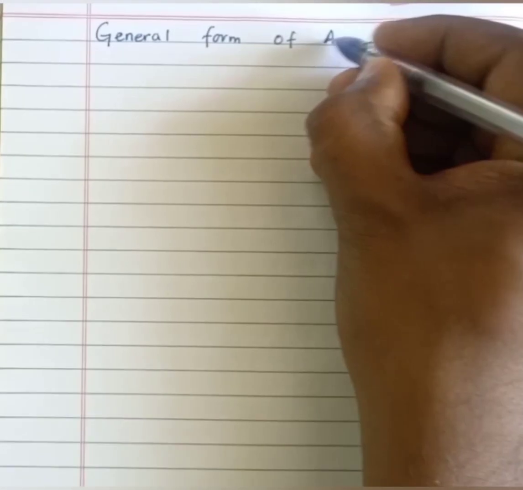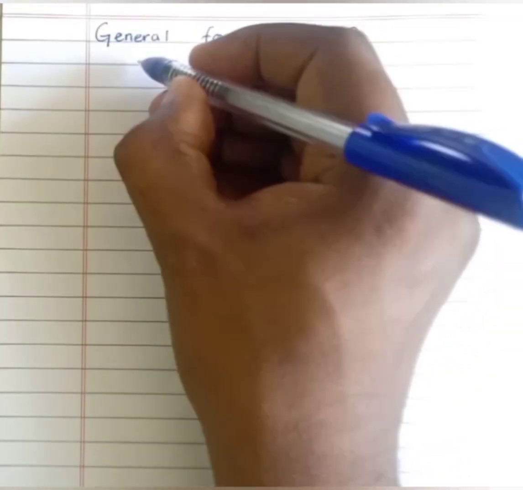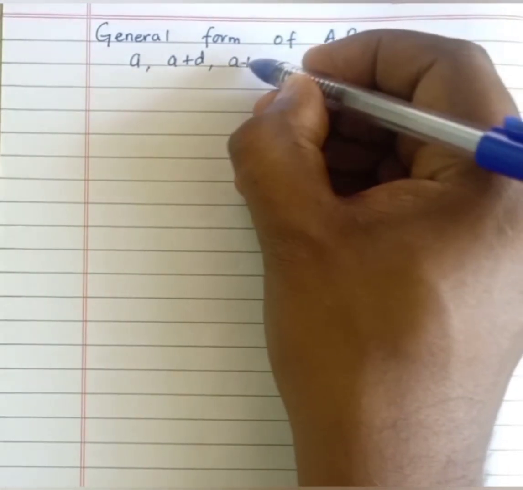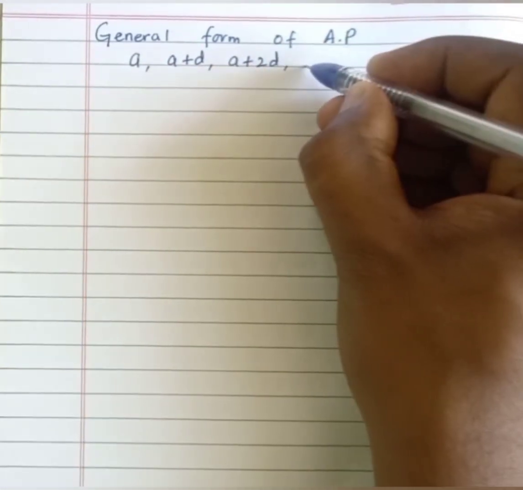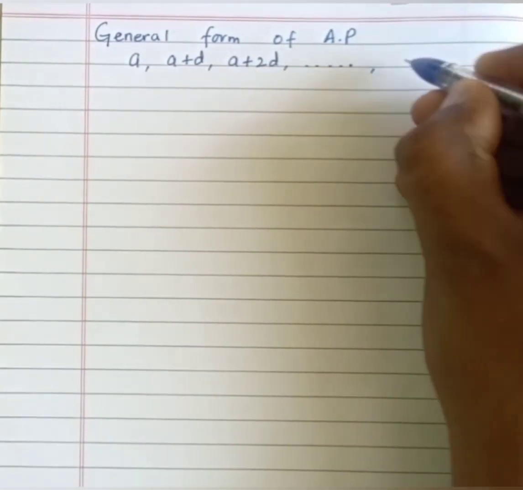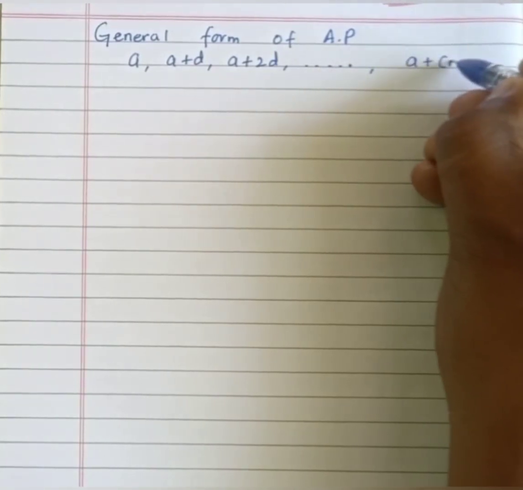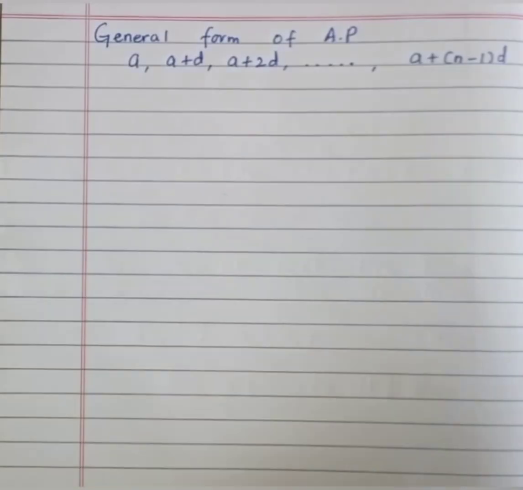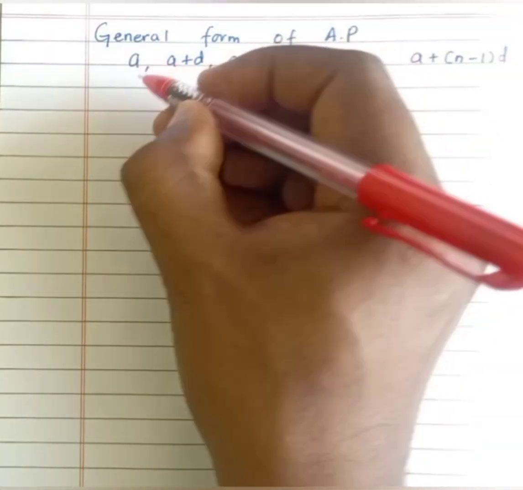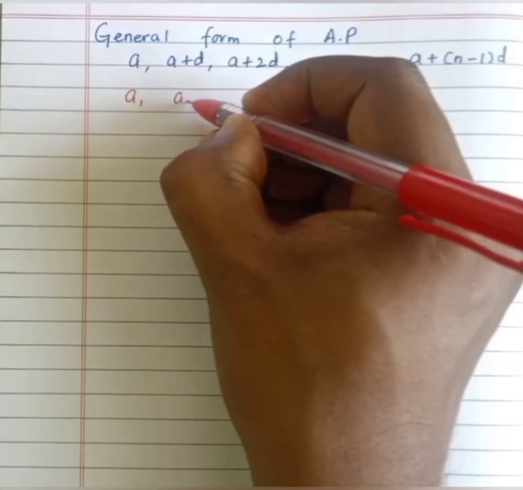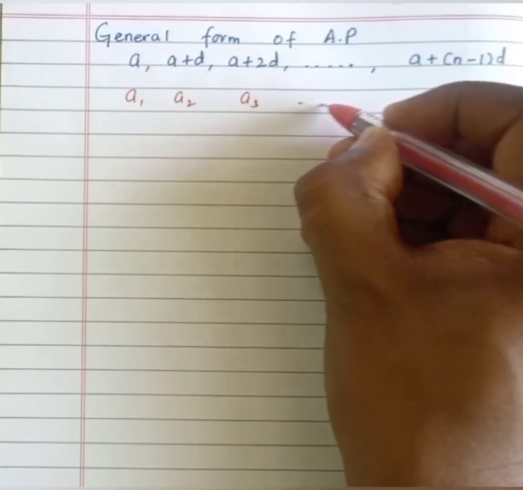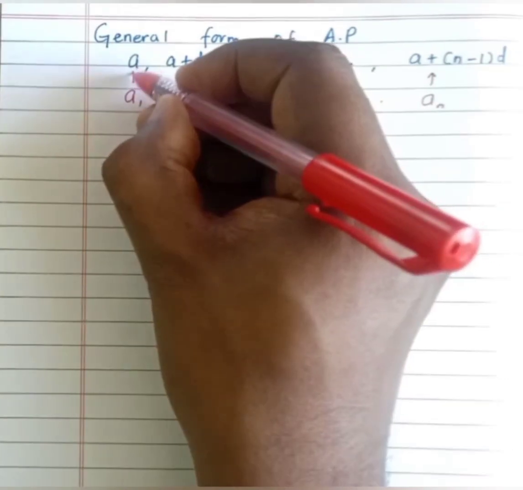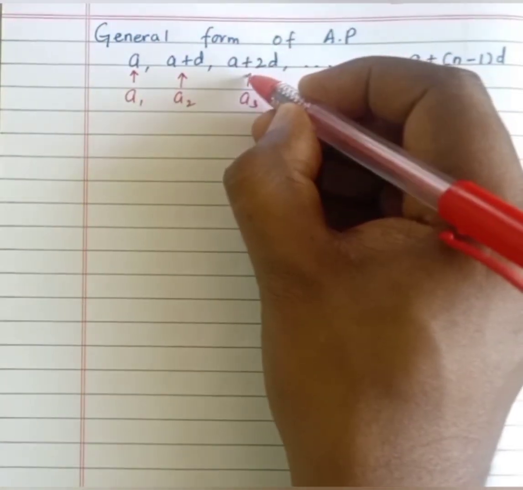Consider the general form of an AP. What is the general form of an AP? a, a plus d, a plus 2d and the list goes on. What is the last term, or nth term? It is a plus (n minus 1) into d. The first term is a, the second term is a plus d, the third term is a plus 2d, and the nth term is a plus (n minus 1) into d.